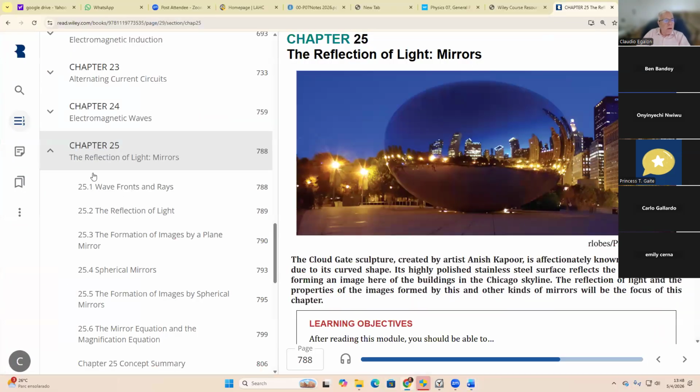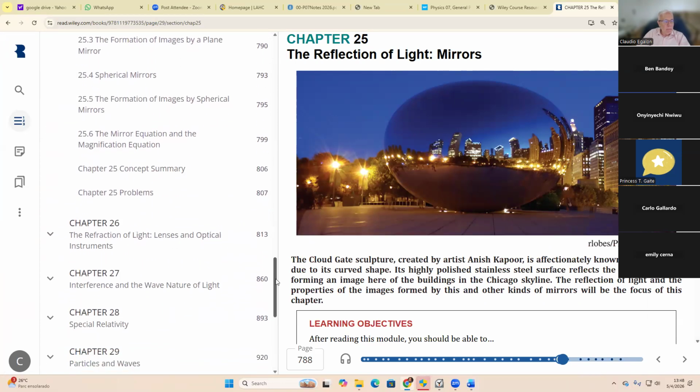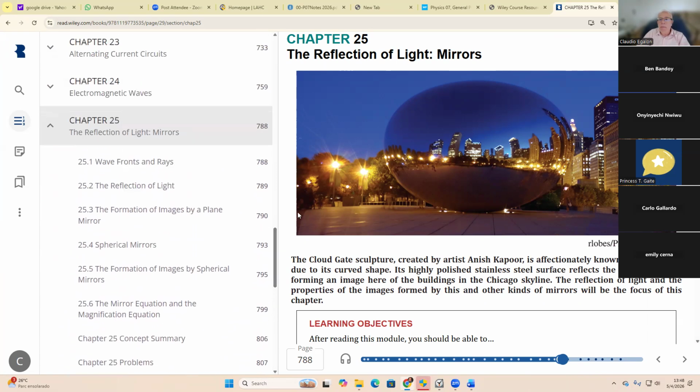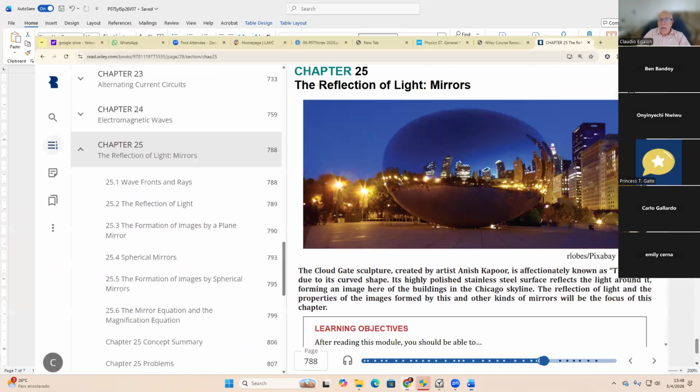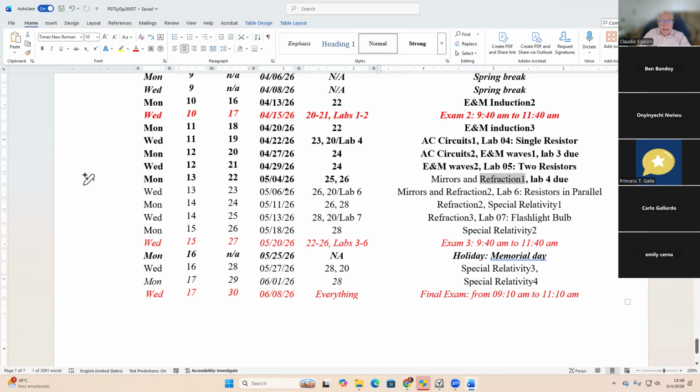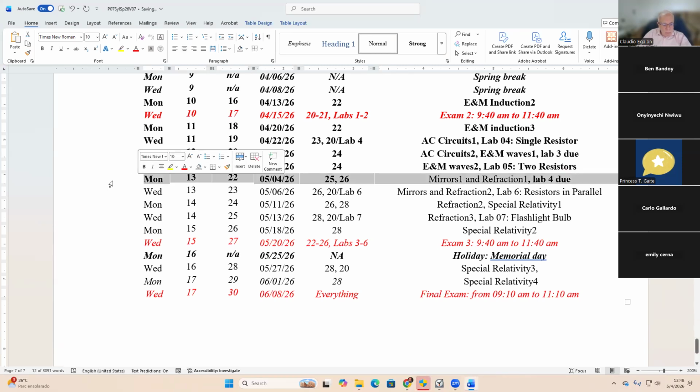Okay, reflection of light, mirrors. And then we have chapter 26, refraction of light, lenses, and optical instruments. It's a very interesting chapter. Let's see if we can finish mirrors today.